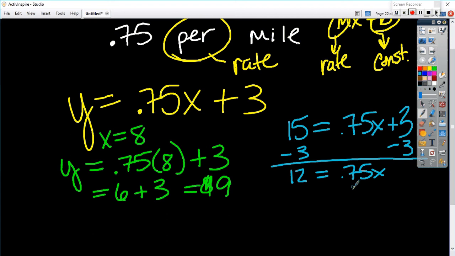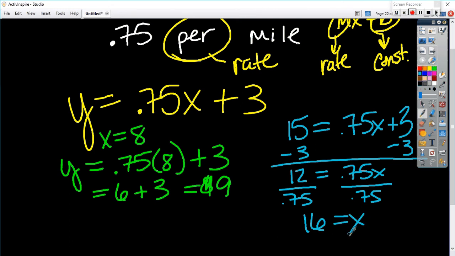But you got to solve it for x now. You got to find out what x equals. I thought we just did it. We did, we found out what y was. The first part asked us if you drove 8 miles, what's the cost? The next part said, if they charge you $15, how many miles did you go? So then I have to solve for this variable. What is it? 16.